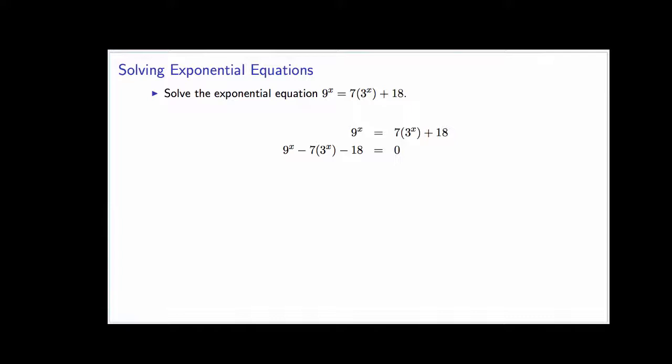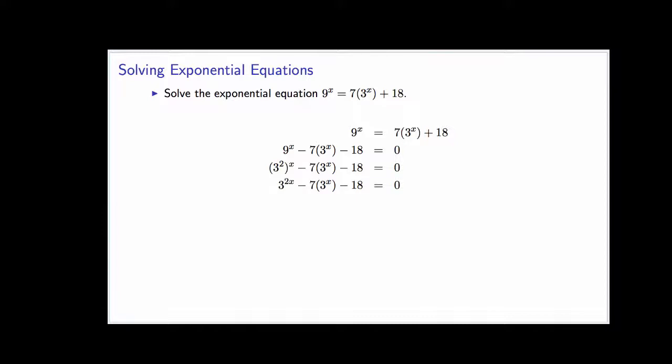And again, keeping in mind this technique of expressing terms using a common base, we see that one of our terms with a variable in the exponent is this 7 times 3 to the x term. We also have this 9 to the x term, and we notice that 9 can be expressed as 3 squared, so that 9 to the x is the same thing as 3 squared all to the x. So let's go ahead and rewrite 9 as 3 squared, and our equation then becomes 3 squared to the x minus 7 times 3 to the x minus 18 equals 0.